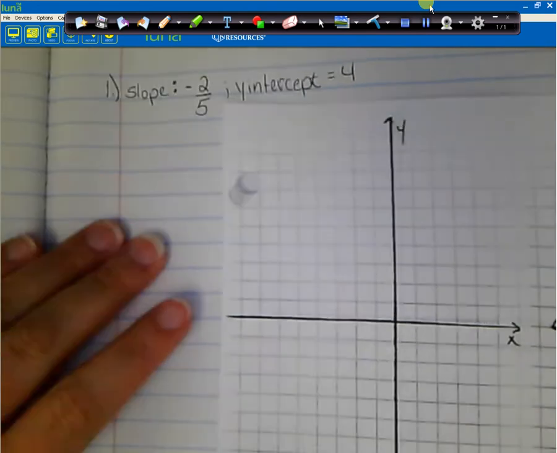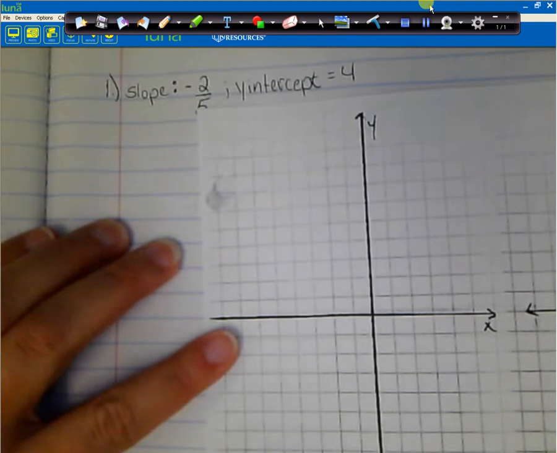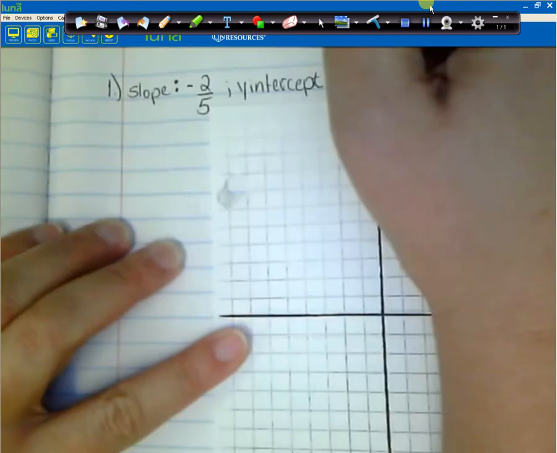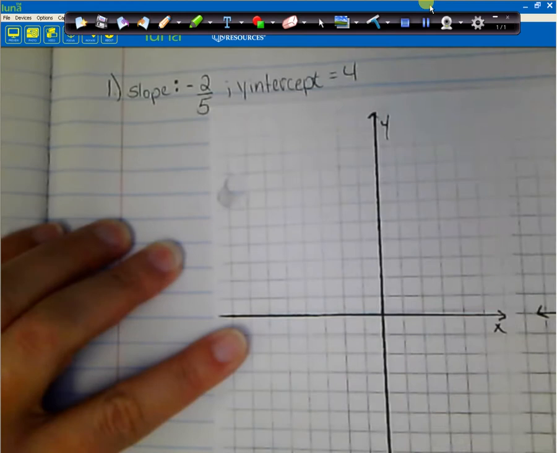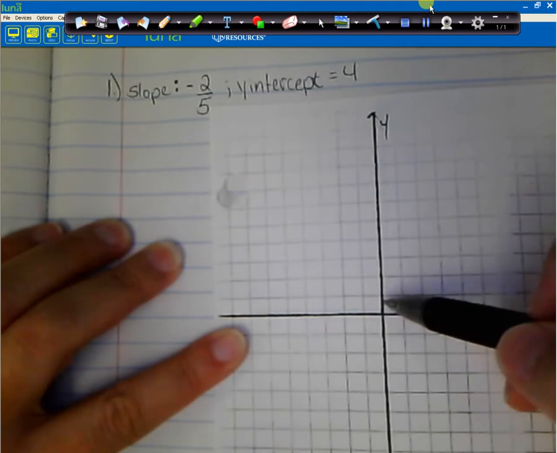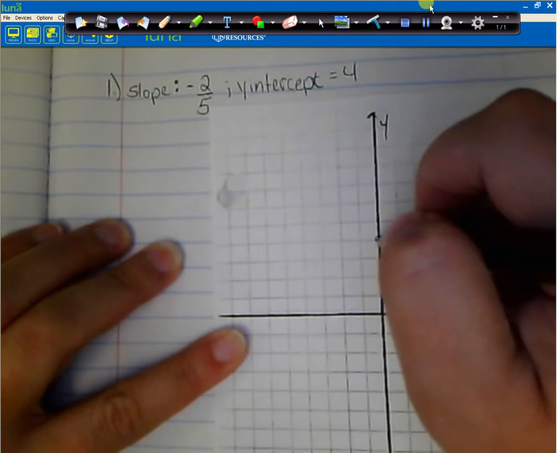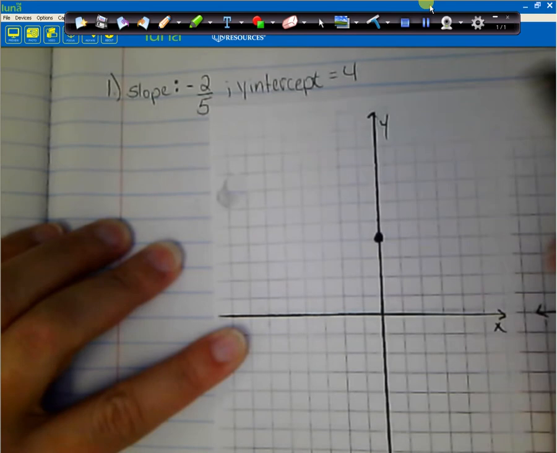We're going to begin and we're going to move. So we're going to begin with our 4. That's our begin, our y-intercept. So on the y-axis we're going to find 4. 1, 2, 3, 4, and we're going to put a dot there.